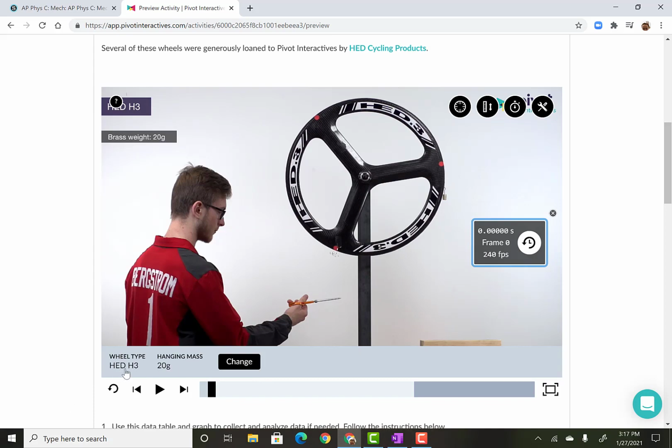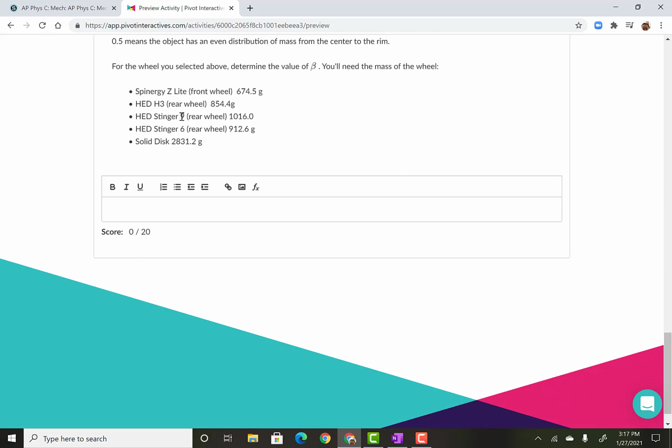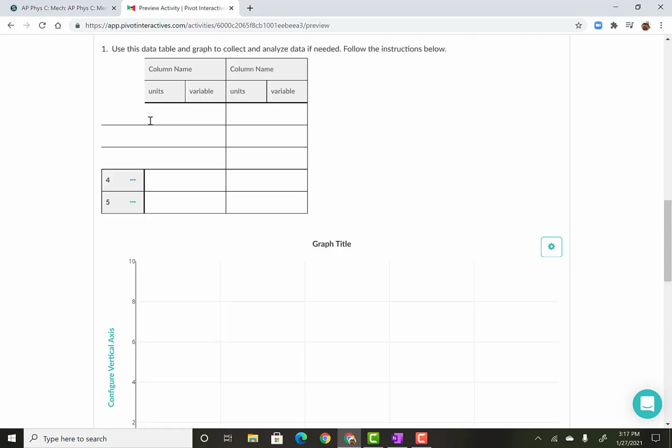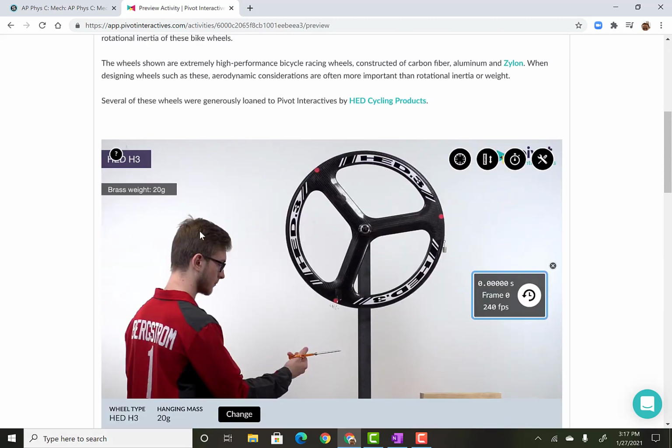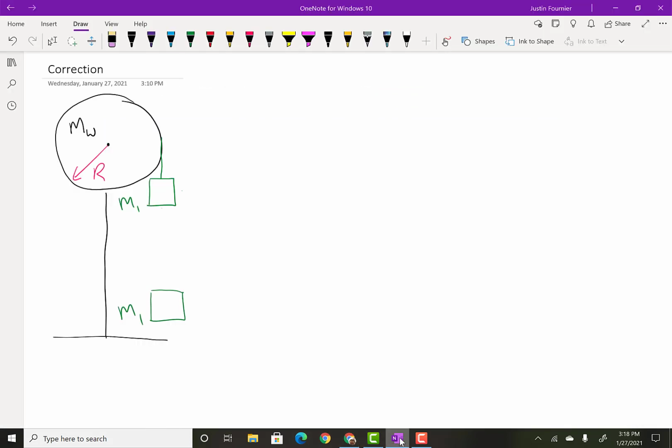So in this case, I'm using the HEDH3, which has its own mass. So there it is, 854.4 grams, and then the hanging mass is 20 grams. And then I'm going to use this for something I'm going to explain later. So there's going to be parts to this video, and I just wanted to start off with what I did incorrectly.